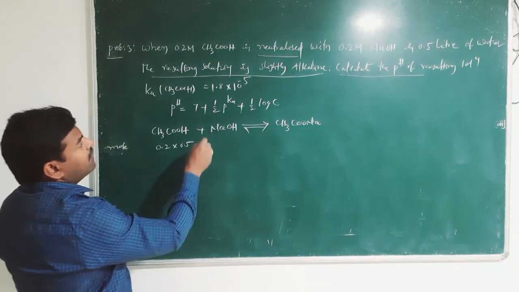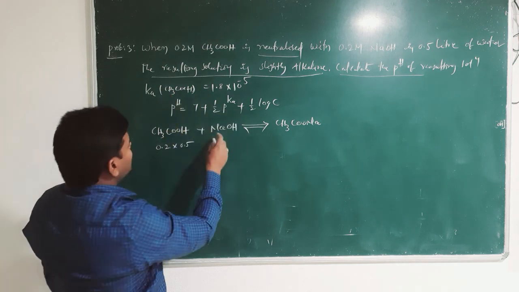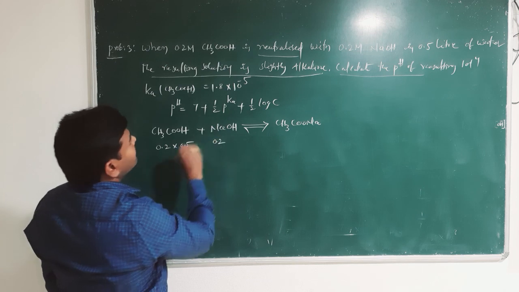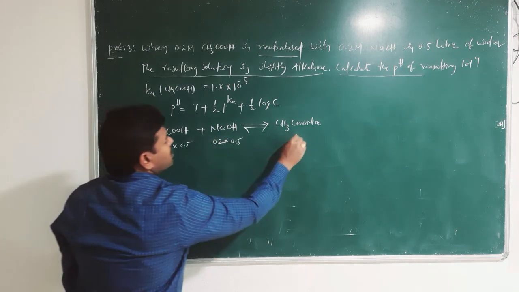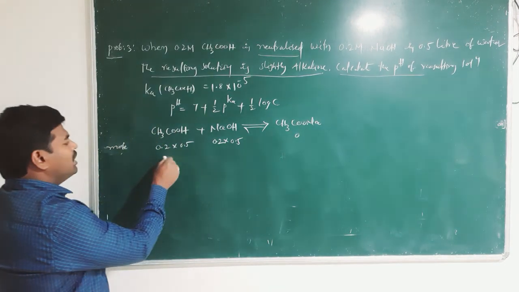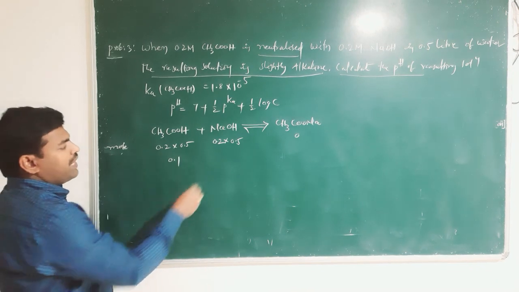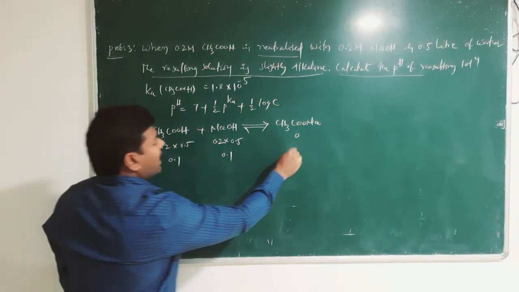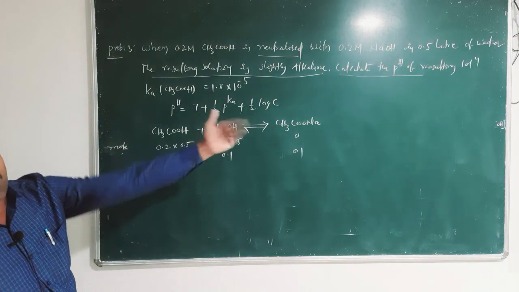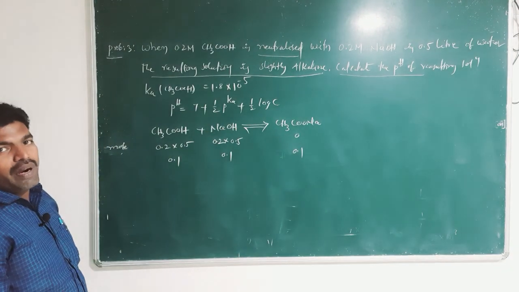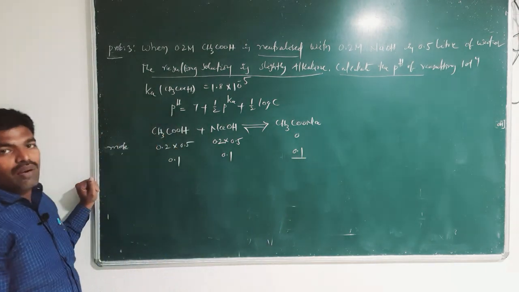And NaOH is also 0.2, and the volume is 0.5. So millimoles before the equilibrium is 0.1 and this is 0.1, and this much amount is formed of CH3COONa. The concentration of sodium acetate is 0.1 molar.